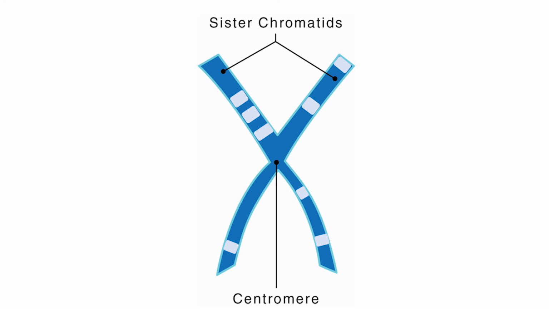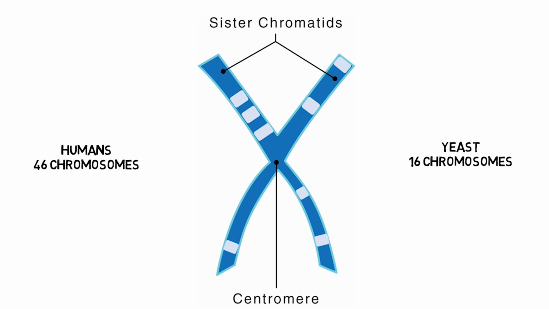While all cells contain genetic information, organisms from different species have a different and unique number of chromosomes. For example, somatic or body cells of humans contain a diploid number of 46 chromosomes, 23 contributed by each parent during fertilization, while yeast, a single-celled fungus, contains a diploid number of only 16 chromosomes.